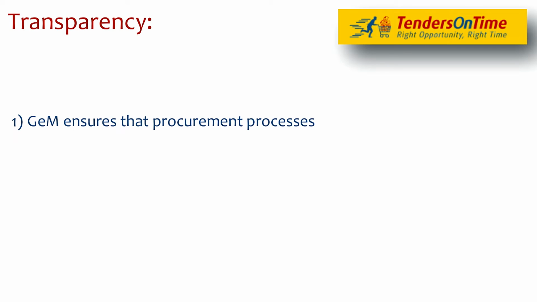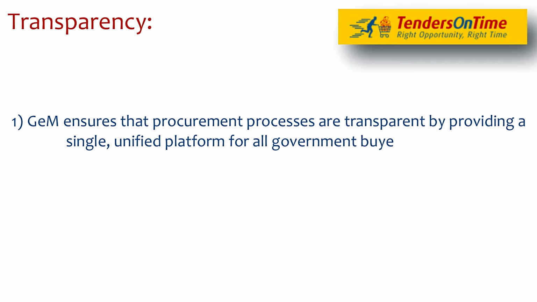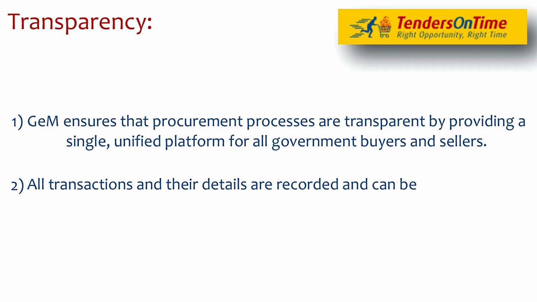First, transparency. In transparency, there are 2 points. First point, GeM ensures that procurement processes are transparent by providing a single unified platform for all government buyers and sellers. Second point, all transactions and their details are recorded and can be audited, reducing the scope for corruption.